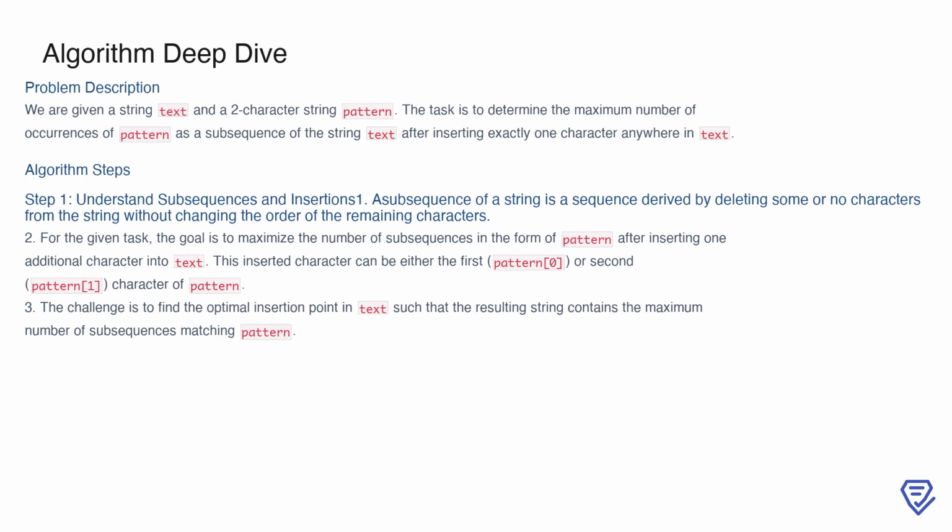The challenge here is to strategically choose the position and the character to insert, either the first or second character of pattern, in order to maximize the number of subsequences in the form of pattern. This requires us to carefully analyze the structure of text and determine the optimal insertion point.